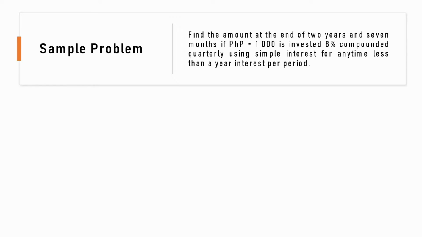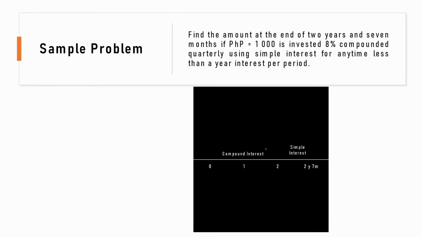Okay, next problem. Find the amount at the end of 2 years and 7 months if 1,000 pesos is invested at 8% compounded quarterly, using simple interest for any time less than a year interest per period. So gawa tayo ng cash flow diagram. So sabi dito, ang hinahanap yung amount at the end of 2 years and 7 months. Tapos, ininvest mo, so nagkaroon tayo ng negative cash flow, so may outflow ka na 1,000. At yung sabi pa, invested 8% compounded quarterly using simple interest.